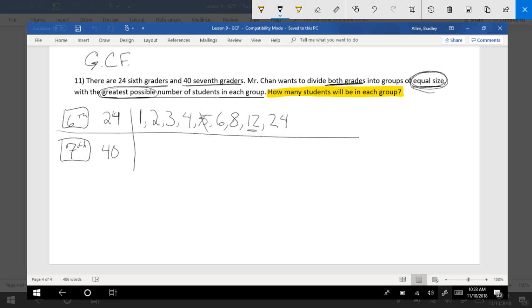How about for my 7th graders now? Let's look at my 7th graders. I could make groups of one student, right? So 40 groups of one student. Not a group if you ask me, but I'm not Mr. Chan.